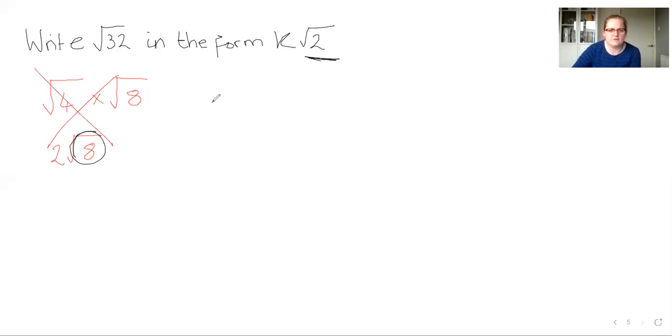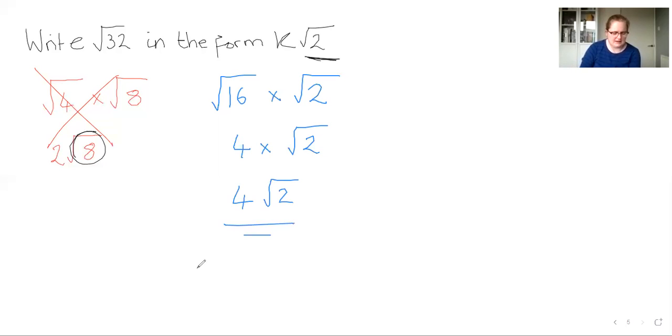So let's look at this. We go, okay, root 16. 16 goes into 32 twice. So we've got root 16 multiplied by root 2. The square root of 16 is 4, so we would have 4 multiplied by root 2. Simplify that again, and we have 4 root 2. And that would be your correct answer.